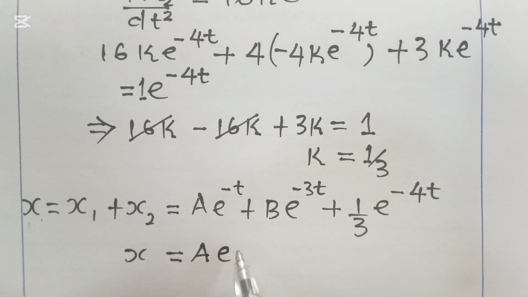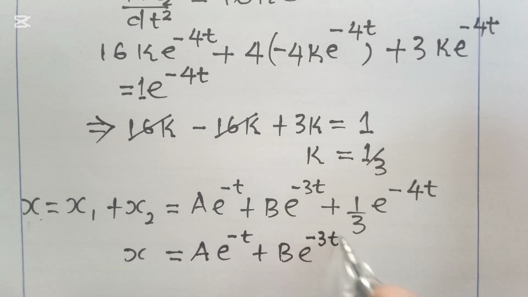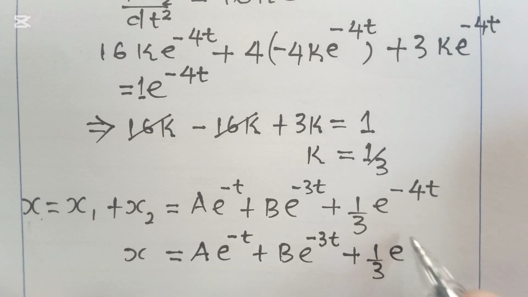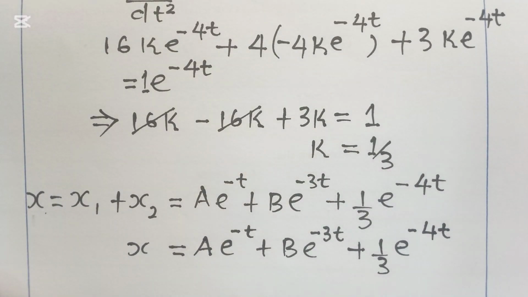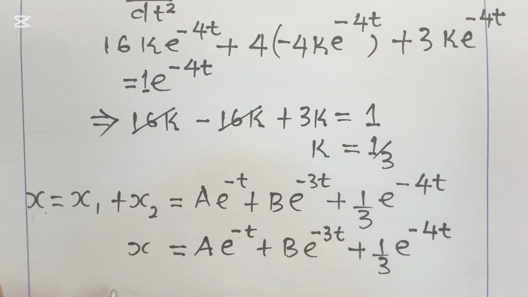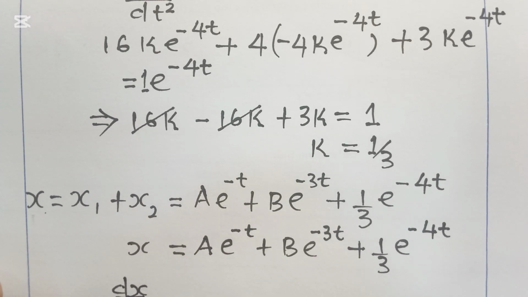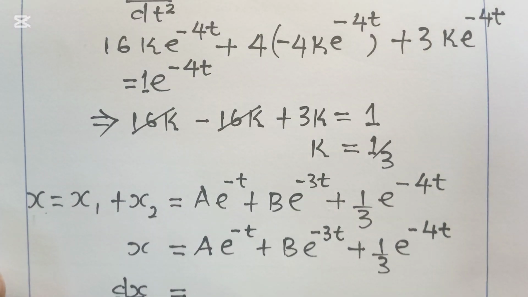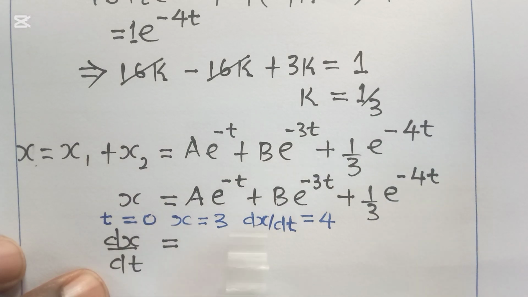This x1 plus x2 equals x, that is the particular integral and the complementary function. So our solution now is supposed to be this, plus b e raised to negative 3t, plus a third e raised to negative 4t. So our work now is to find what a and b are, and that's what we are going to do. So we come here and differentiate again. Here we say dx over dt. We are doing this because here are our conditions. When t equals 0, x equals 3 and dx/dt equals 4. When we fulfill those conditions, we shall be able to find a and b.